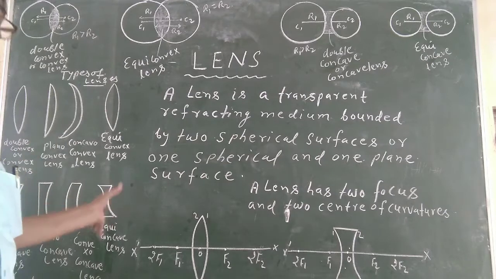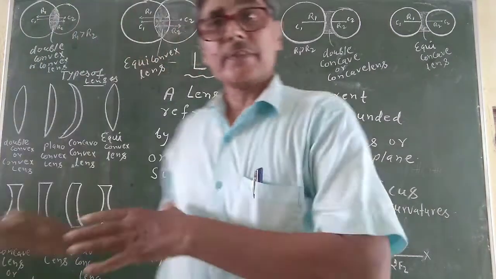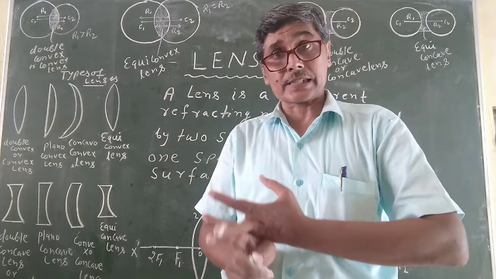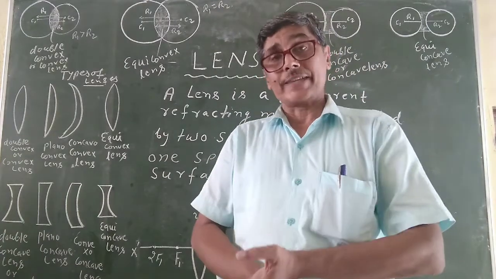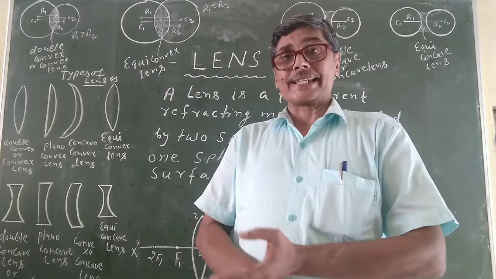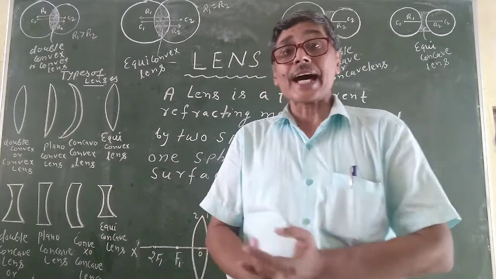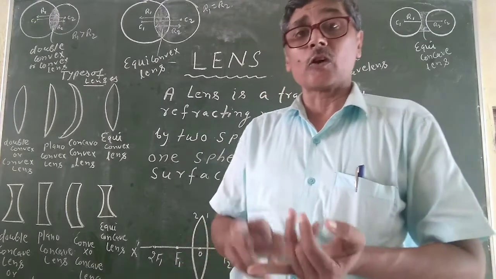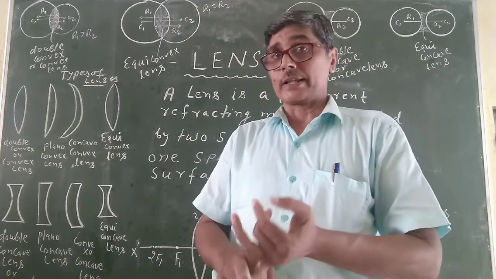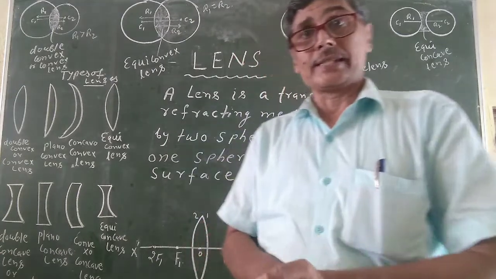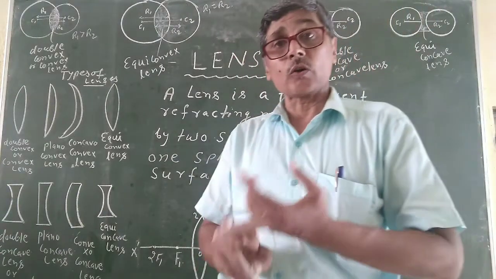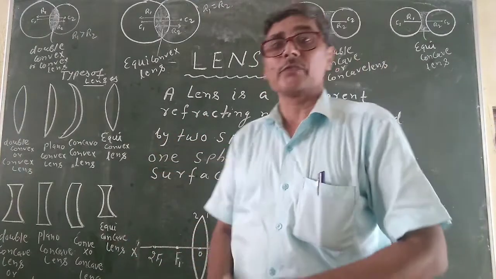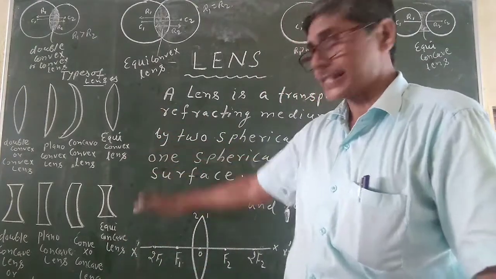There are 8 types of lenses we have discussed here. First are the double convex or simple convex lens, plano-convex lens, concavo-convex lens and equiconvex lens. These are the converging lenses. Other types are the double concave or simple concave lens, plano-concave lens, convexo-concave lens and the equiconcave lens. So there are 8 types of lenses.